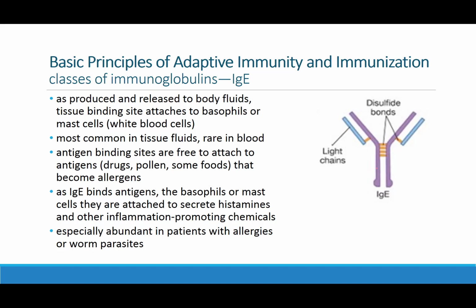IgE is produced and then released into body fluids. The tissue binding site will attach basophils. So our constant region here can attach basophils and mast cells. And of course, the variable region will attach to the antigen itself. It's very common in tissue fluids, but it's not seen very often in blood.